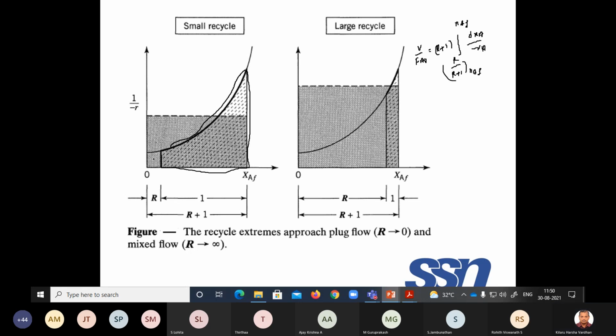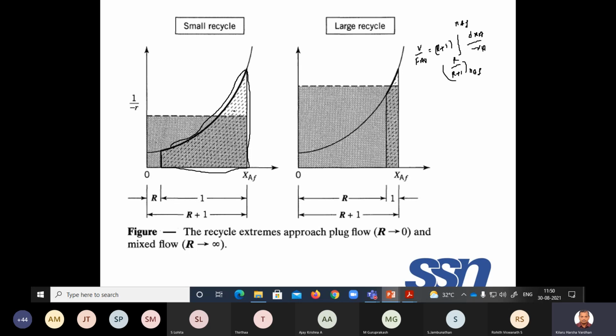Am I right? So when R is small, very small, it is almost the area under the curve. Therefore, you are getting the volume of the plug flow reactor. How to calculate the area under the curve? Earlier itself I told you, you can take the midpoint of this and then take a rectangle. You find out the area of a rectangle.